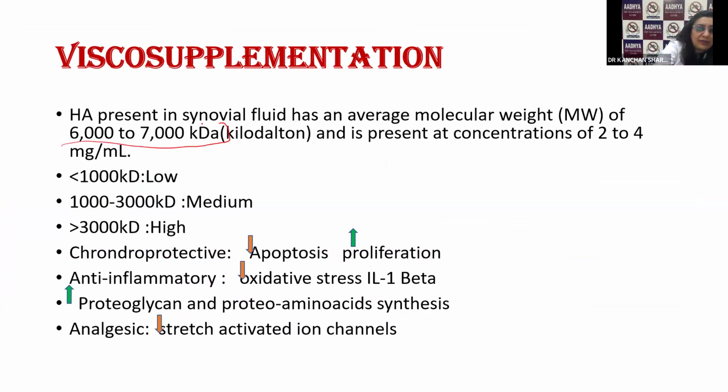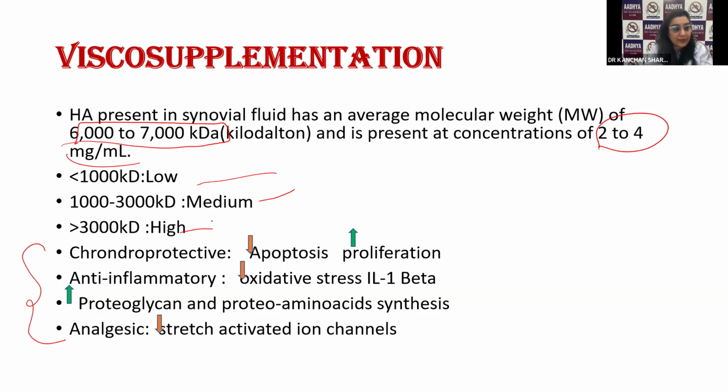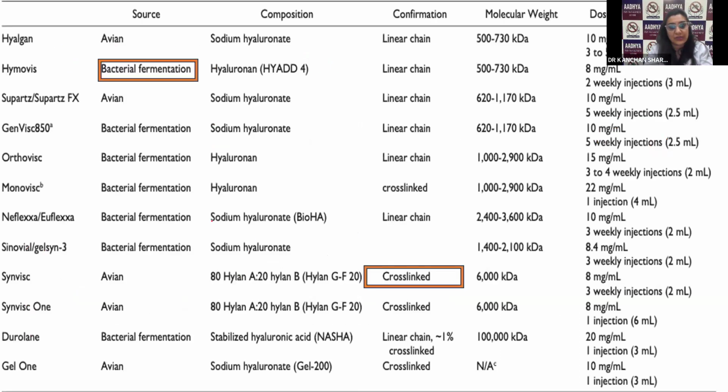Its normal molecular weight is in kilodaltons, okay? And it is present in a concentration of 2 to 4 mg per ml. These are all the off-label, I should say, good effects of HA, which they have proved in in vitro studies, right? And there are 3 kinds of molecular weights of it, right? That is less than 1,000, 1,000 to 3,000, and greater than 3,000.